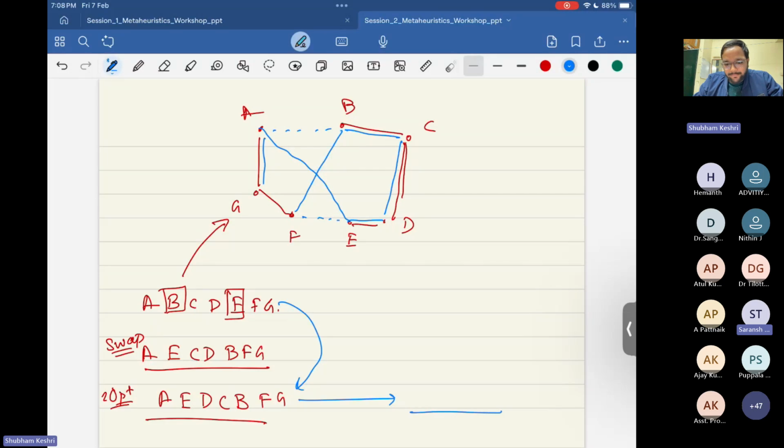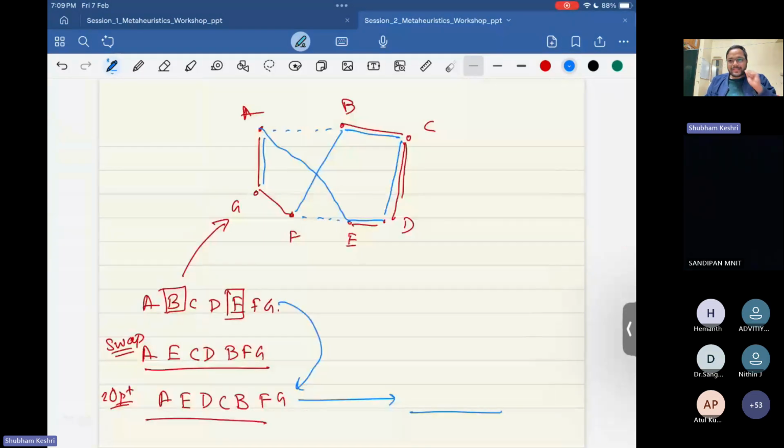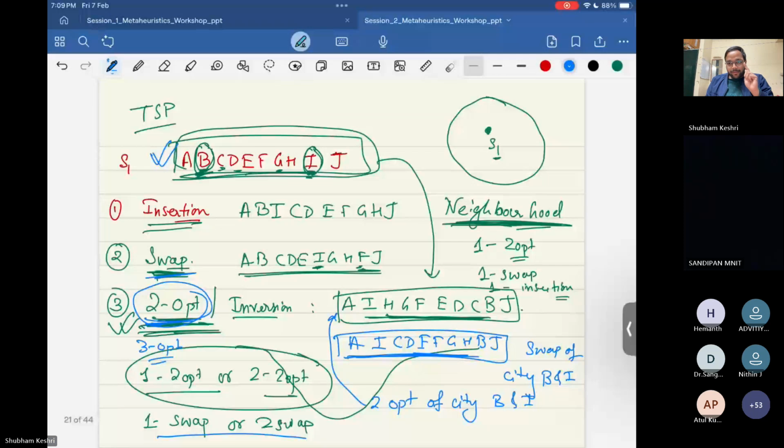Actually, the initial landscape would always remain the same. No. It's just that by using different methods, we would be translating to different points. No. So there is one idea of distance. Where have I kept? I'll show you. So what is distance? Distance is the number of operators you are using.